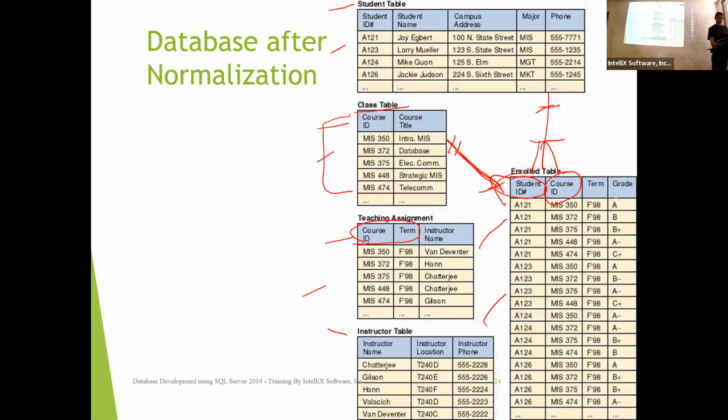Teaching assignment. Instructor, I don't see it here, but I think there is an instructor table here, with instructor ID. So you can relate that one instructor can teach many courses. That's why you can identify who is teaching what as well. So the student ID points to this student table, so this is a foreign key. This course ID points to the class table, which is a foreign key, right? So there are multiple foreign keys in the enroll table, which point to multiple tables.